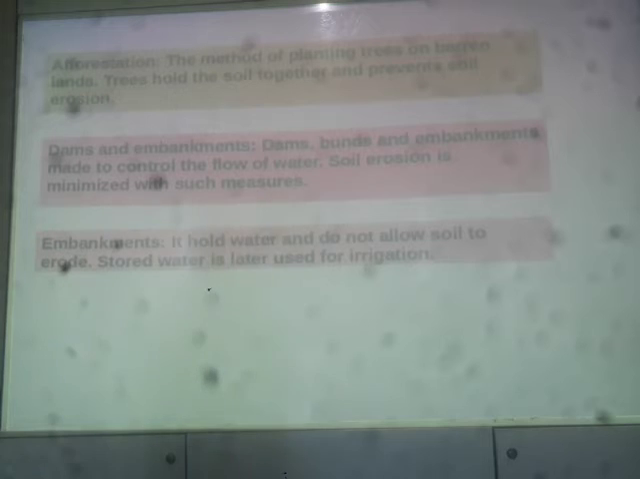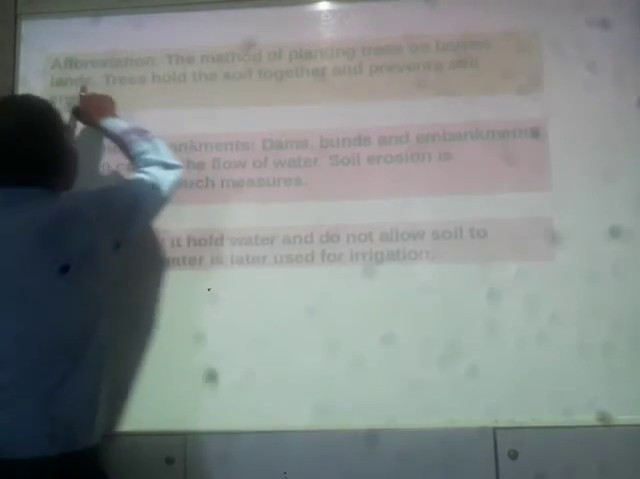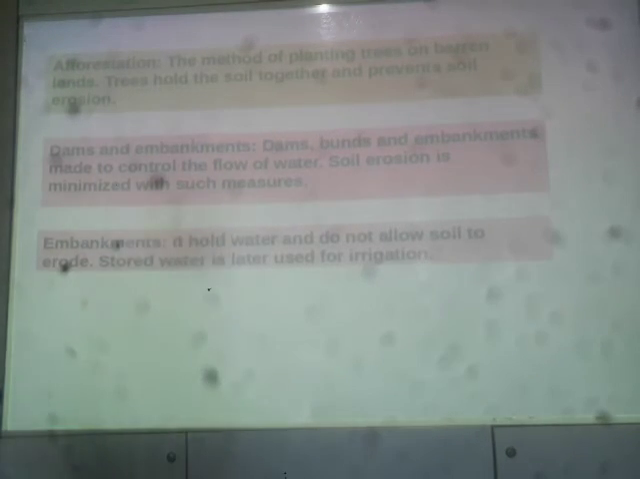Third method, afforestation. As the name suggests, afforestation is the method of planting trees on barren lands. Trees hold the soil together and prevent soil erosion. So it's the trees that hold the soil together and prevent soil erosion.